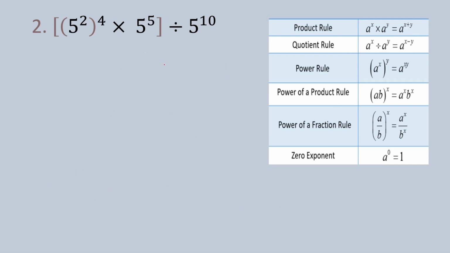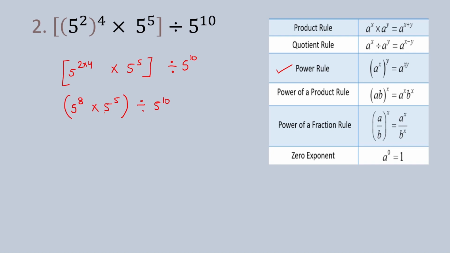We have a bracket here. So solve the bracket according to PEMDAS. 5 raised to the power 2, whole power 4. So which law is applicable over here? Power rule, which says power of a power. So multiply it: 5, 2 into 4. One bracket is solved. 5 raised to the power 5 divided by 5 raised to the power 10. Now this can be written as 5 raised to the power 8 into 5 raised to the power 5 divided by 5 raised to the power 10.